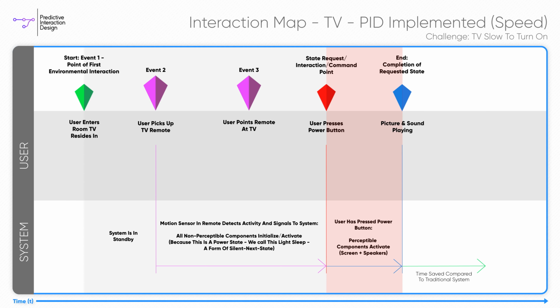Now we can see here that we've got 3 things that happen that we could measure, right, before the user interacts. We've got event 1, which is that point of first environmental interaction, and that's when the user enters the room the TV resides in. Then the user picks up the TV remote, and then they point it at the TV. But why have we chosen event 2 here? Why have we chosen the point at which the user picks up the TV remote to trigger the system to initialize silent next state?